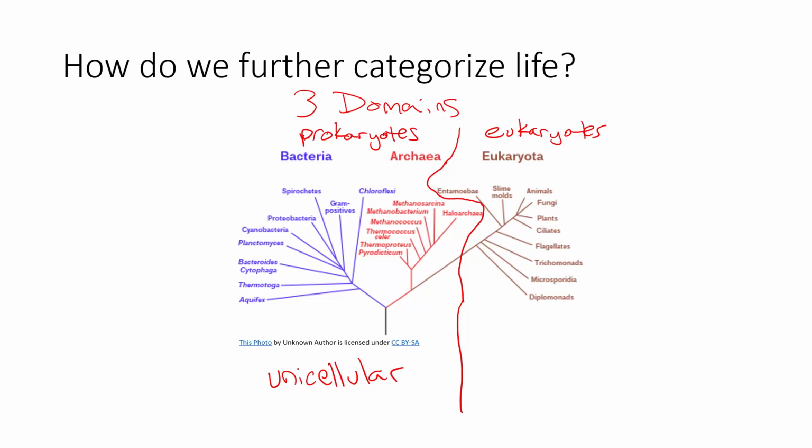which means that they, as an organism, it's just one cell that makes up that organism. Eukaryotes can be unicellular or multicellular depending. So there's some eukaryotes that are just single-celled or unicellular, and there's other eukaryotes that are multicellular. But those are the main differences, and now you have an idea about the 3 domains.